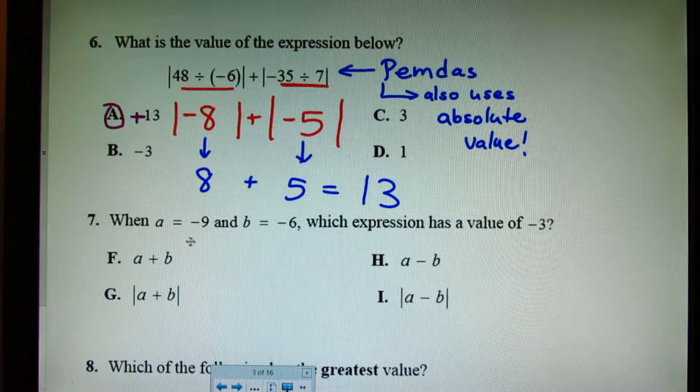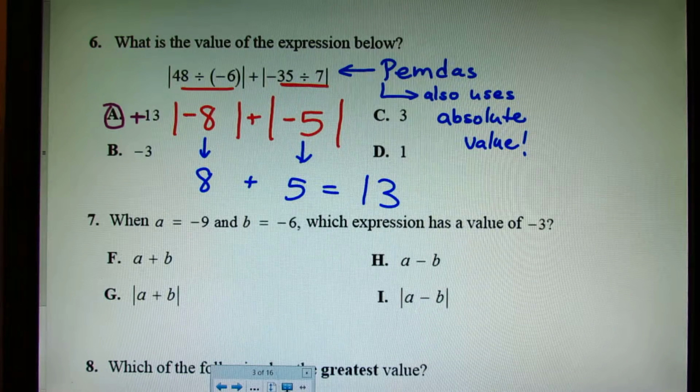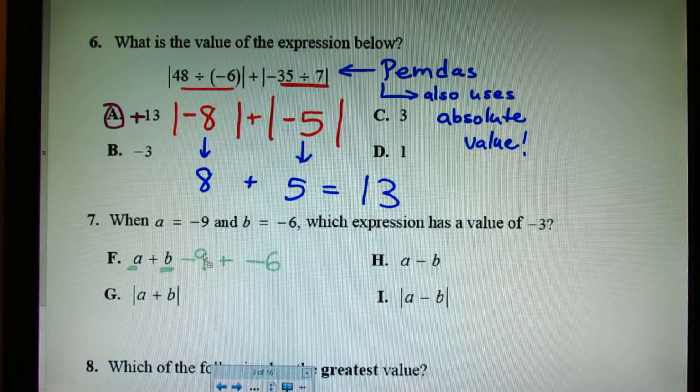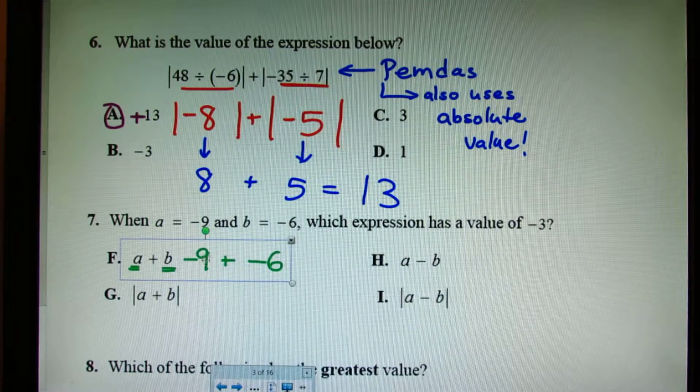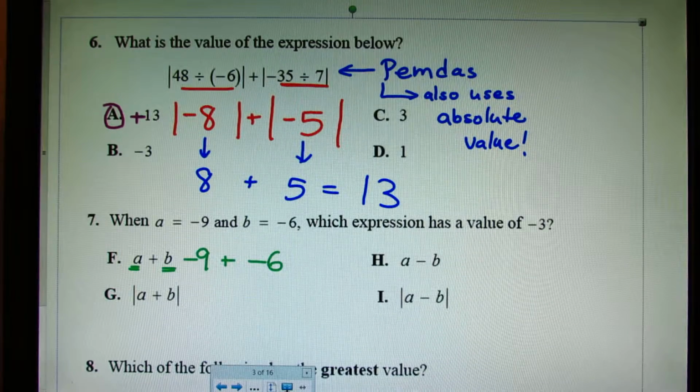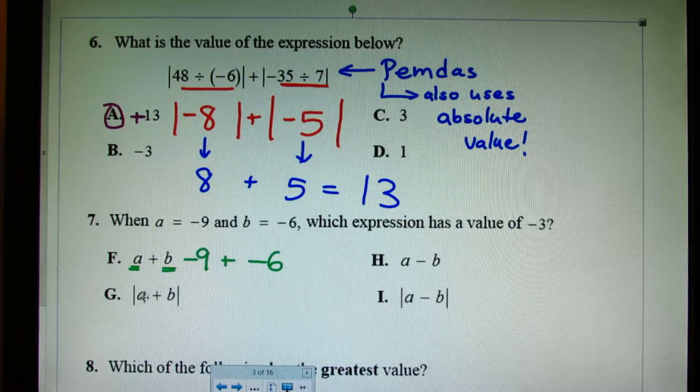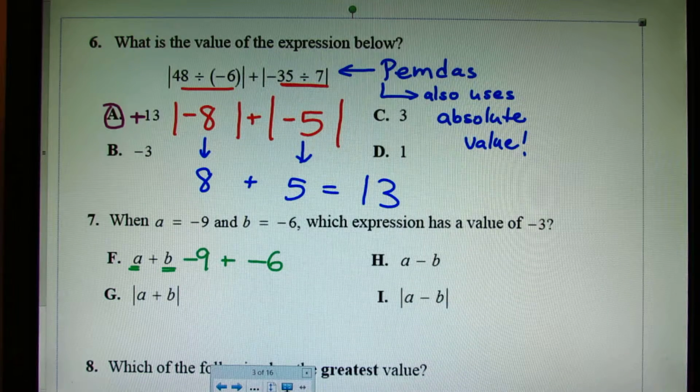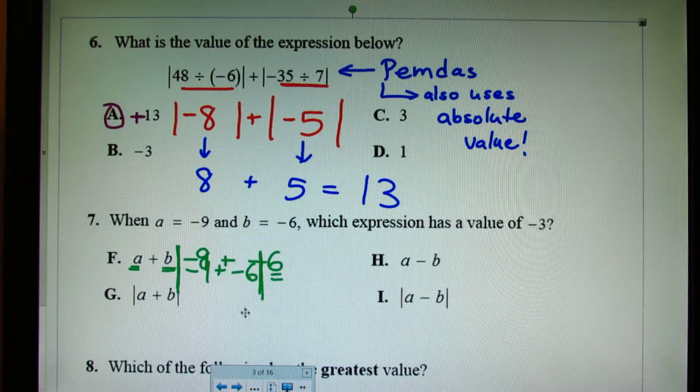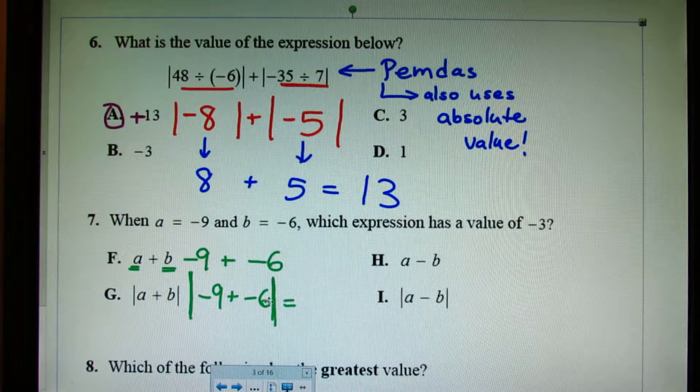Next question, number 7, says when A is negative 9 and B is negative 6, which expression has a value of negative 3? This is really similar to one of the ones that we had done before. Again, I have to substitute in the value of A, negative 9, and the value of B, negative 6, into each of these expressions. So here's the first one: A plus B, negative 9 plus negative 6. I'm going to write negative 9 plus negative 6 next to that first problem. Funny enough, the second choice is very similar to this one, except it's the absolute value of the answer. So I could just write the absolute value of negative 9 plus negative 6.